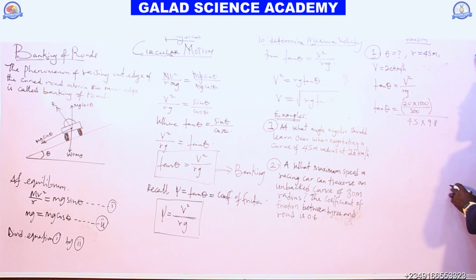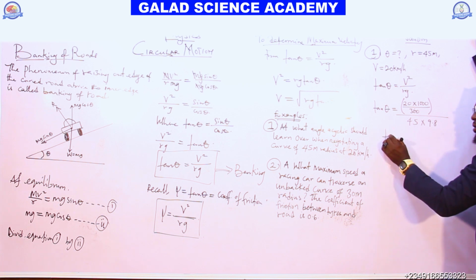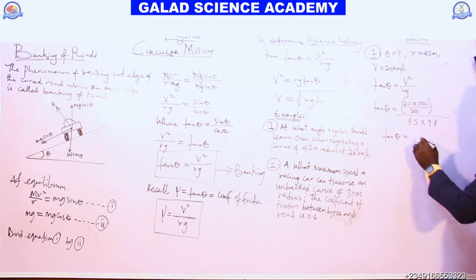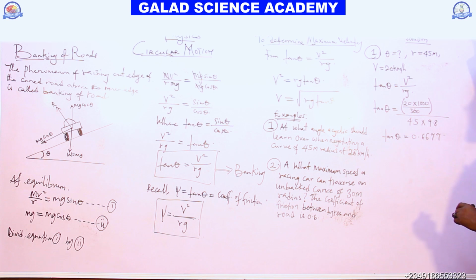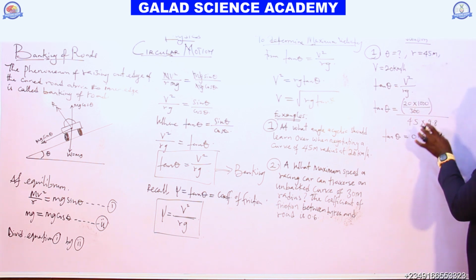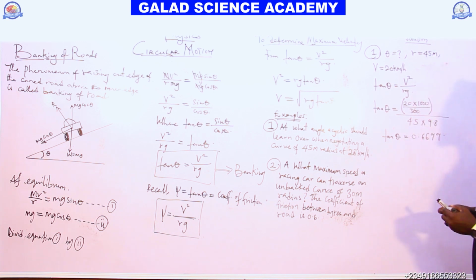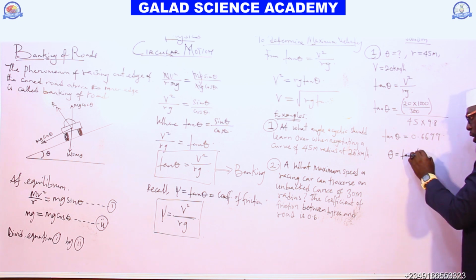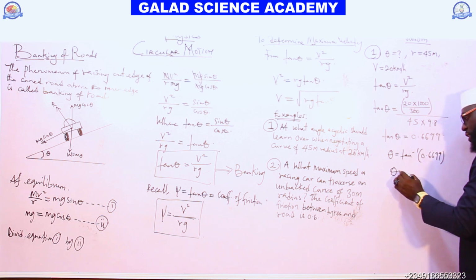So the next thing we need now is tan theta. It will be 0.6699. If you press everything you have here, it will give you 0.6699. Then you will now find the arc tan of 0.6699. The final answer for theta is 4 degrees.